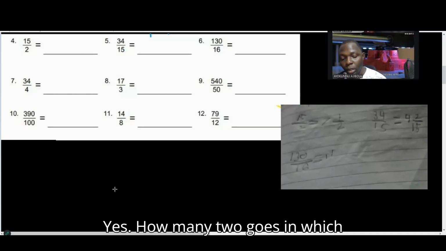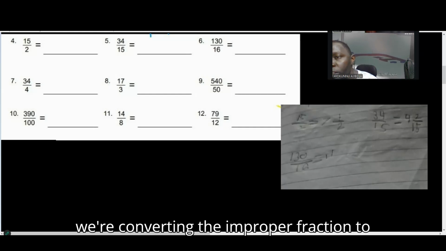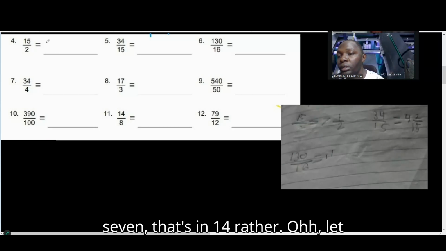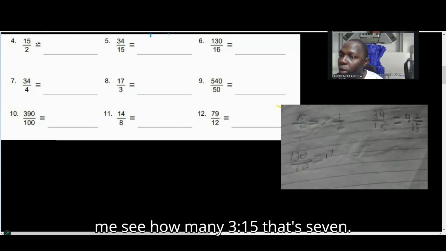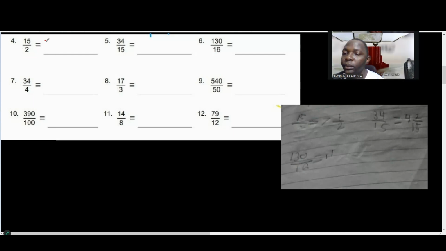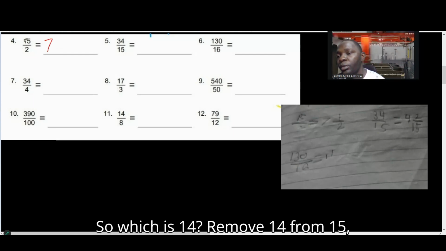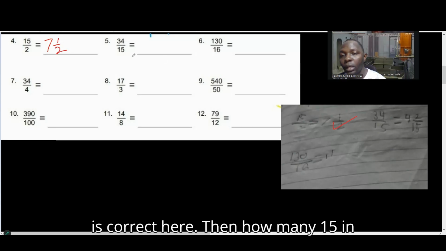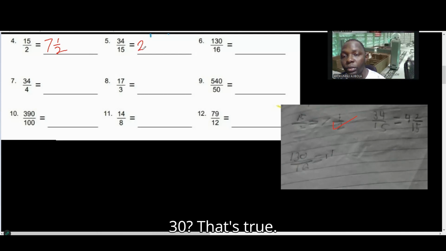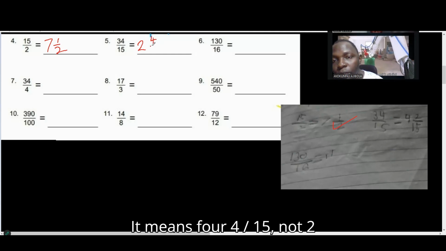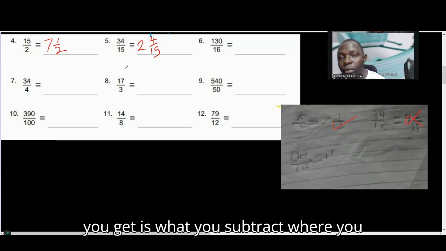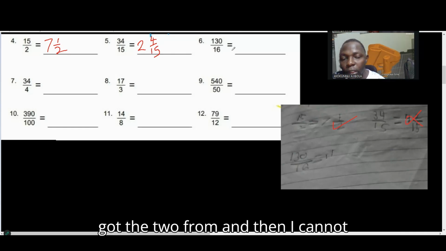How many 2 goes in? We're converting the improper fraction to mixed number. So how many 2 in 15? That's 7, which is 14. Remove 14 from 15, you get 1 over 2. So that one is correct here. Then how many 15 in 30? That's 2. Then it remains 4, 4 over 15, not 2 over 15. I told you, what you get is what you subtract. Where you got the 2 from, I cannot explain.